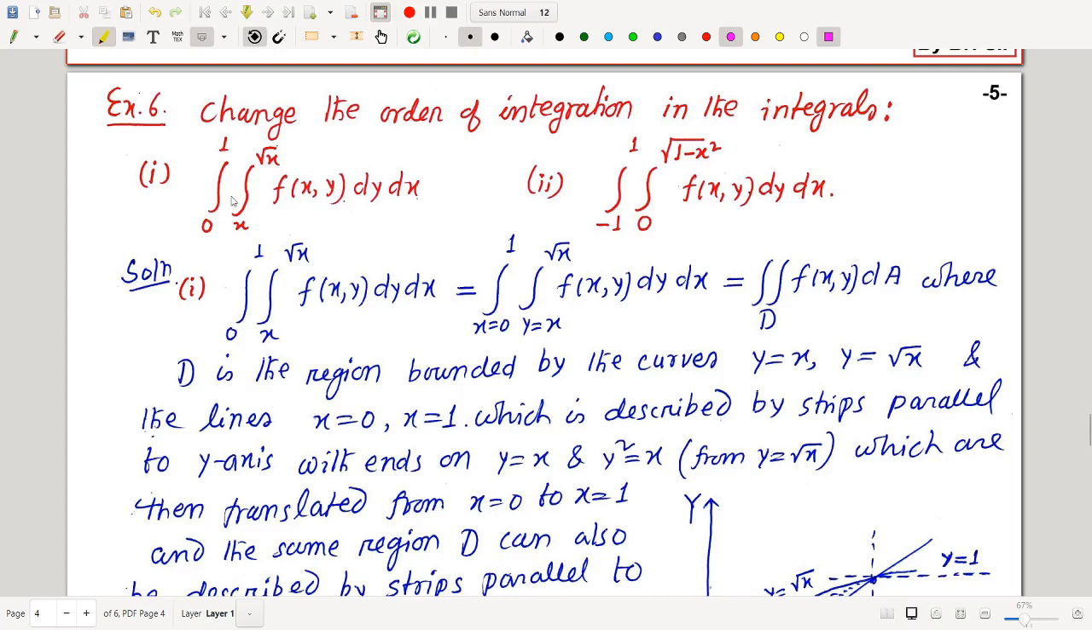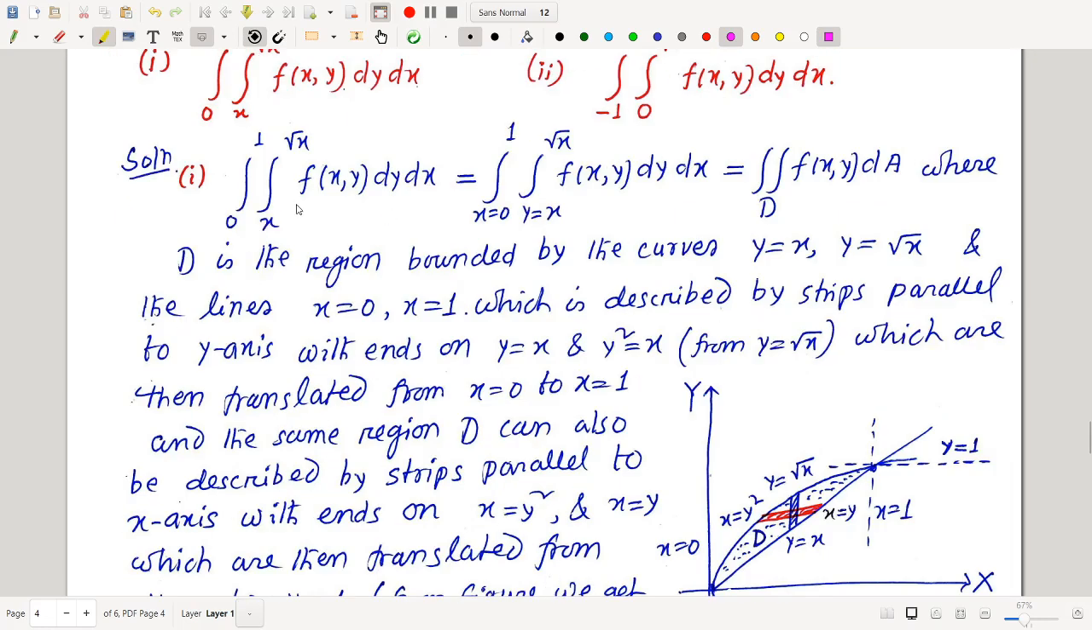These two are repeated integrals. Means here in example number 1, we see that first we integrate with respect to y equal to x to y equal to root x, and then we integrate with respect to x equal to 0 to x equal to 1. But question is change the order of integration. Only writing instead of dy dx as dx dy will not serve the purpose. If we change the order of integration, the limits are also generally changed. So let us see number 1.